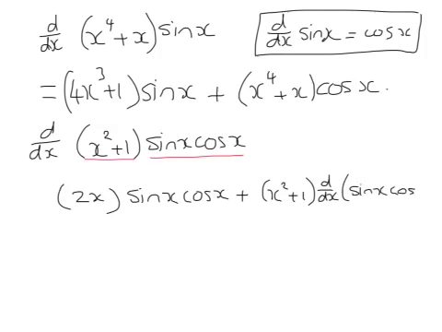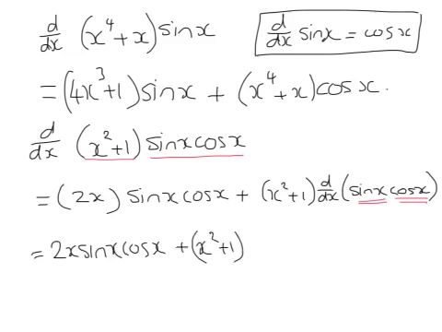But because I can't do that in my head, I'm just going to write that down and then think about what's going on here. Well, actually, this is another product, sine x times cos x. So this equals 2x sine x cos x plus x squared plus 1, that's just waiting. Now we're differentiating sine x cos x using the product rule. So the sine x can wait while I differentiate the cos x. The derivative of cos x is minus sine x.